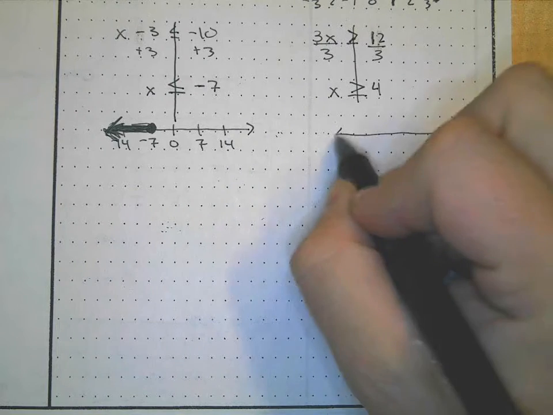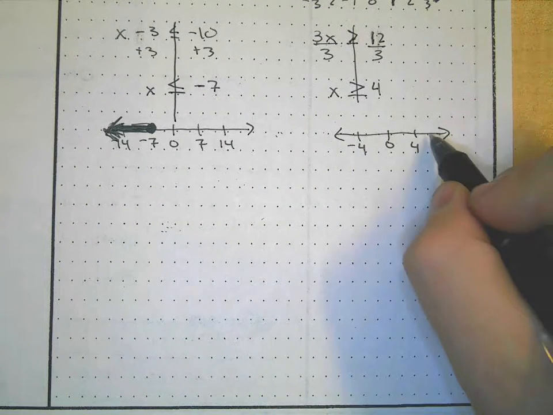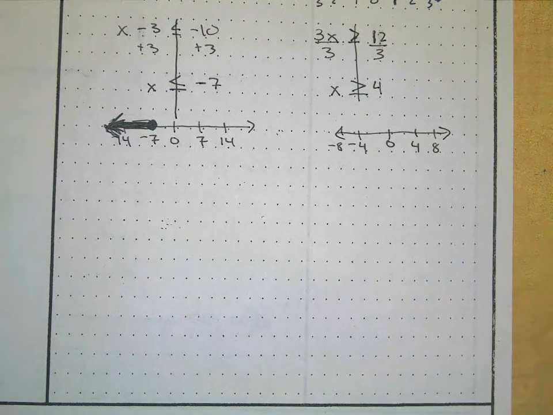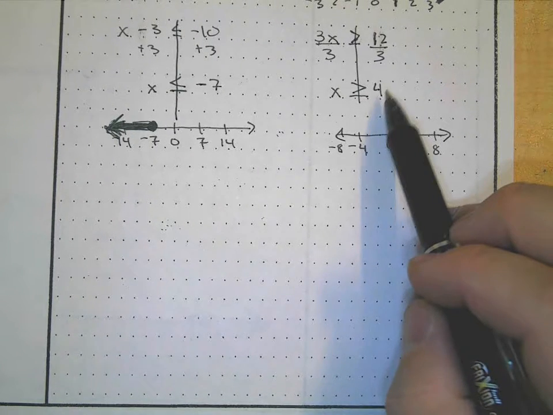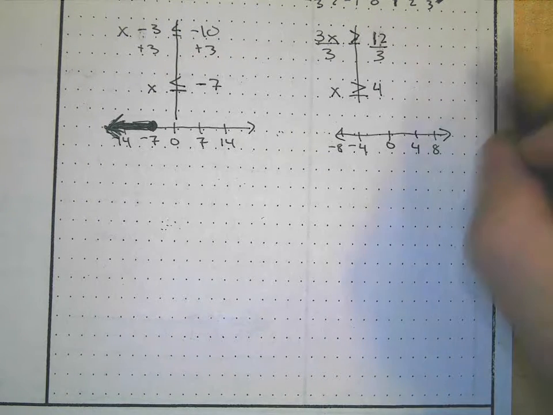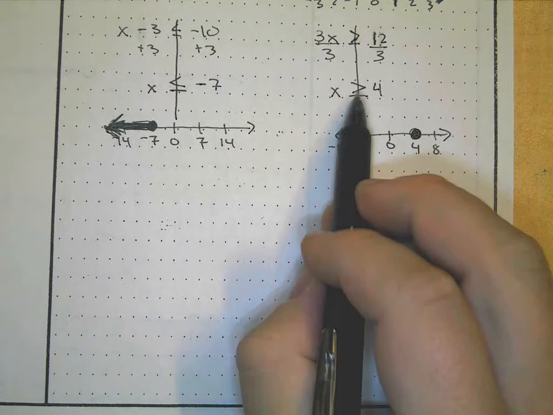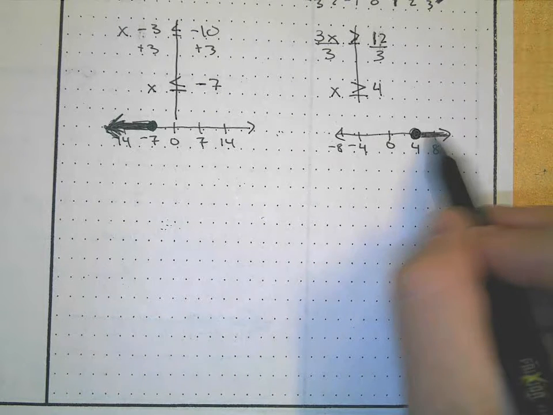Draw my number line. 0, 4, -4. Guess we'll put a little bit more, -8, 8. And 4, is it going to be a closed dot, a closed circle, or an open circle? Well, we're going to fill it in, a filled-in circle, I should say. So we'll fill in that circle at 4, and then I need all the numbers that are greater than 4, so I'll shade to the right.